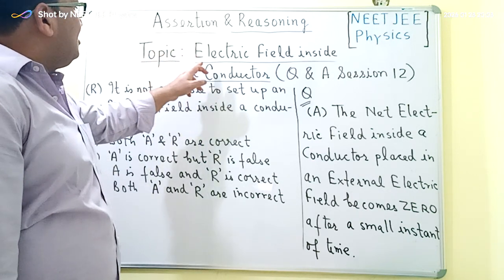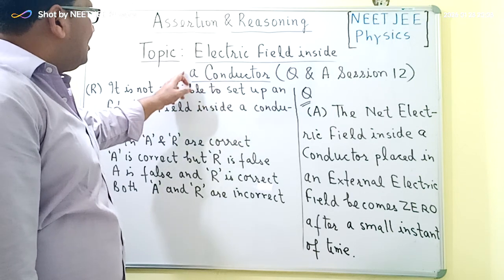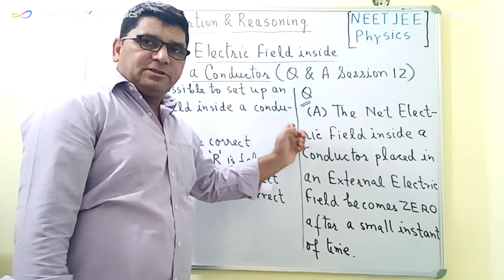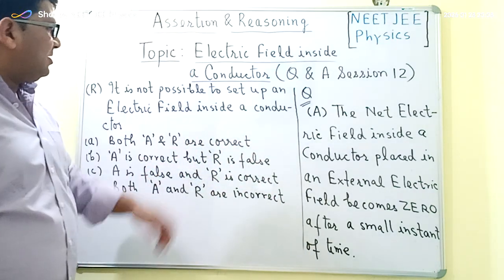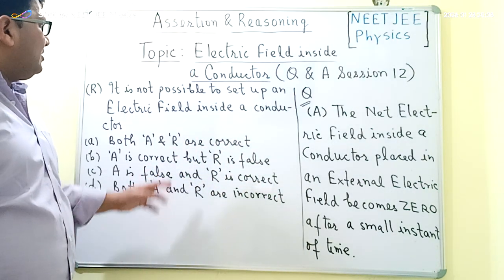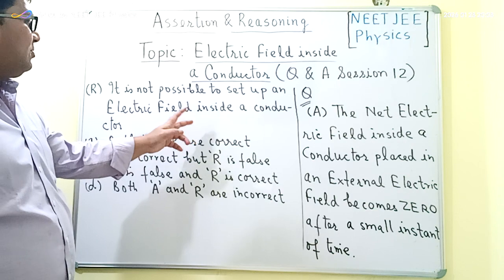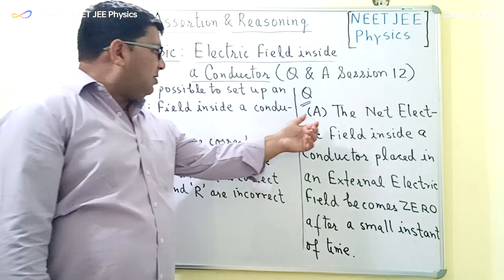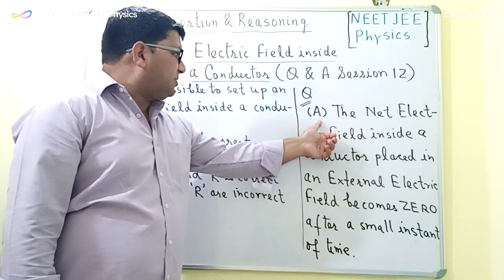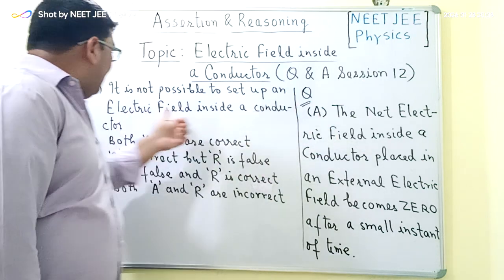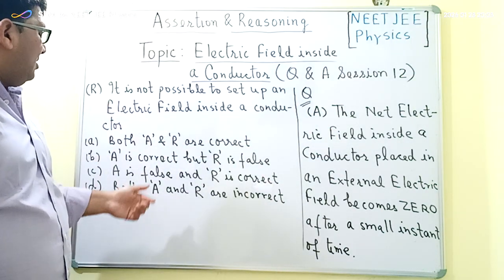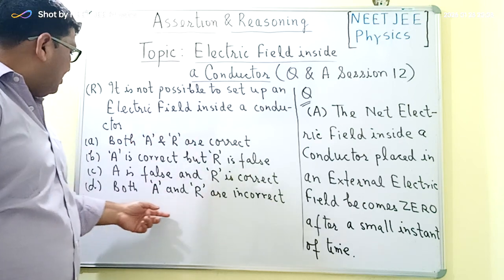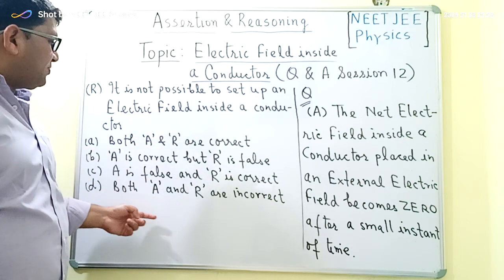The topic is the electrical field inside a conductor. Based on this topic, I have framed one question for this session, which is written here on this board. This question has two statements. One is the assertion, depicted here as A, and the other is the reasoning, depicted here as R. Based on these two statements, we have been given four options and we have to find the correct option.